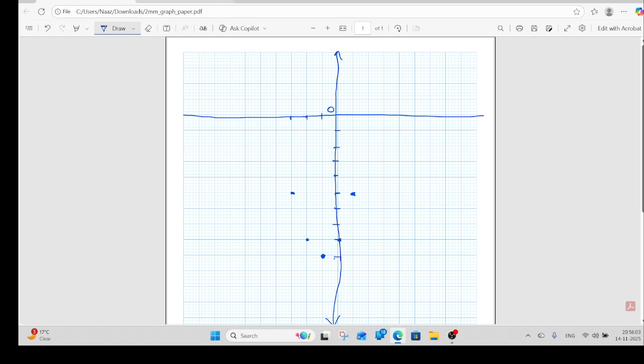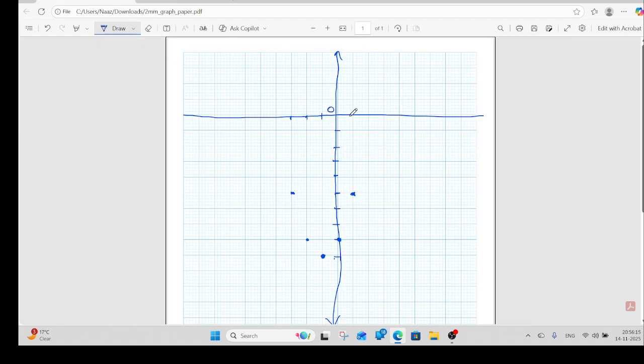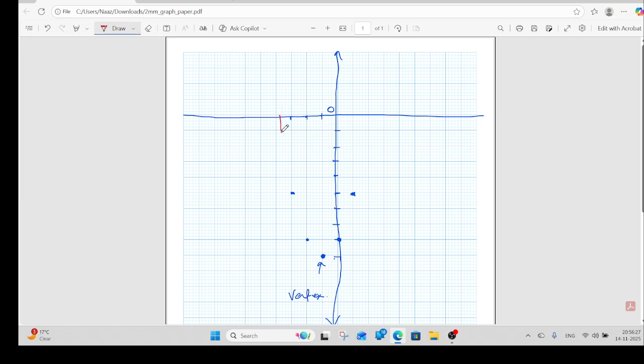I can even check it from my table. This is 0 comma negative 8, right? So you can see, and then 1 comma negative 5, right? If you check it, this is 1 and negative 5. So about this point, this is my vertex, and my graph is symmetric. So if I join all these points, this is going to be my graph, something like this, right? It should touch this, but okay, let me fix it.